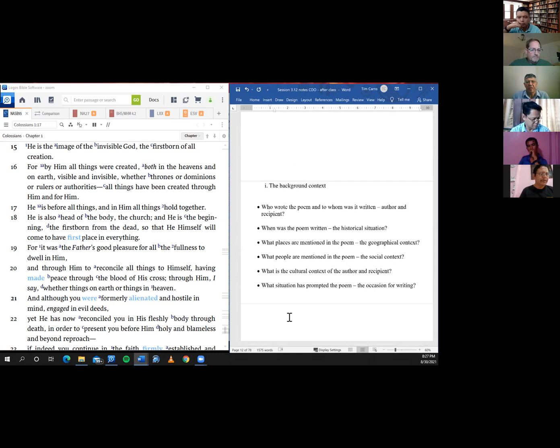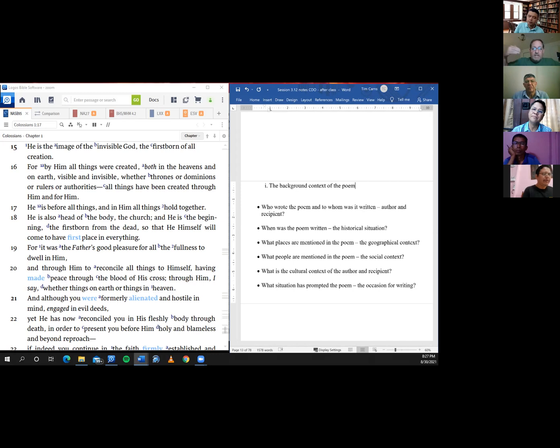Nothing new here. This is not something we've never talked about before. We talked about this when we looked at narratives, when we looked at epistles. We discussed this earlier in looking at the poetry. So these are just, what is the background context of the psalm, of the poem that you're looking at?